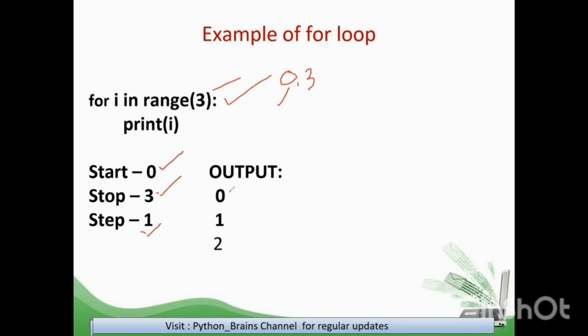So it starts from 0. 0 is assigned to i, then 0 is printed. Again the loop runs, 1 is there, then 1 is printed, then 2 is there, then 2 is printed. After that, once 3 is reached, the condition is false and the loop terminates.